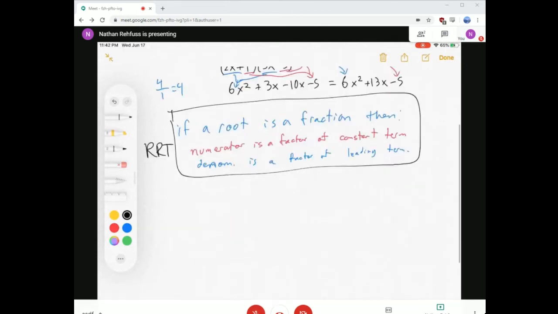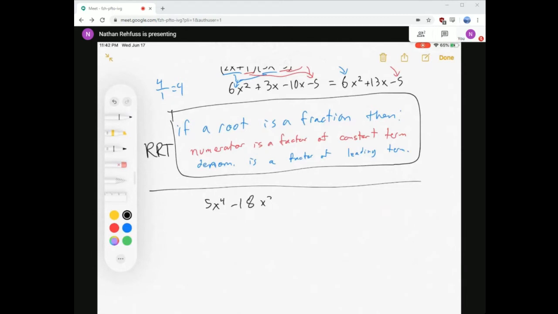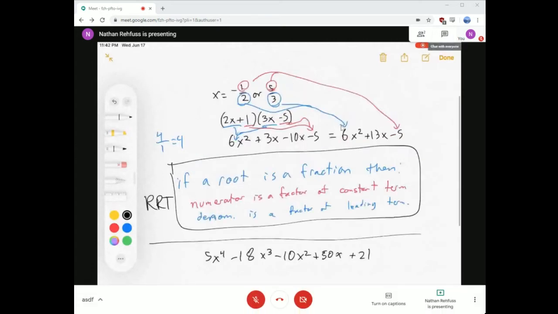So here's a big dang monster polynomial. Let's take 5x to the 4th minus 18x cubed, minus 10x squared plus 50x plus 21. Check it. I need to check my own diagram. I always forget which one's the leader and which one's the constant. But if you just multiply two linears into a quadratic, it'll come to you. Because the leaders are the denominator.